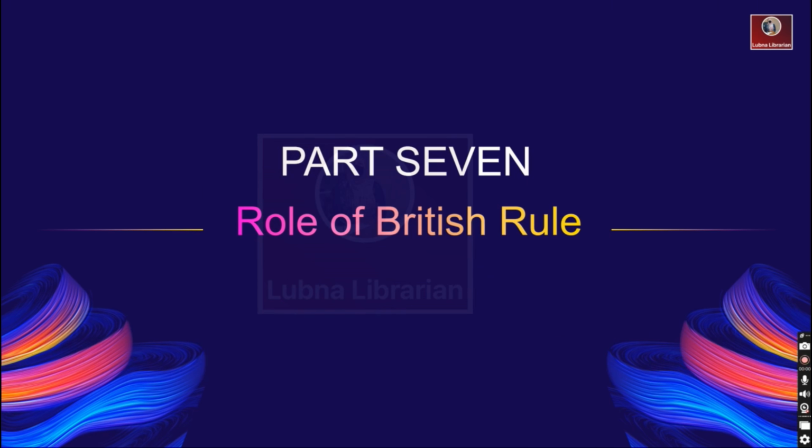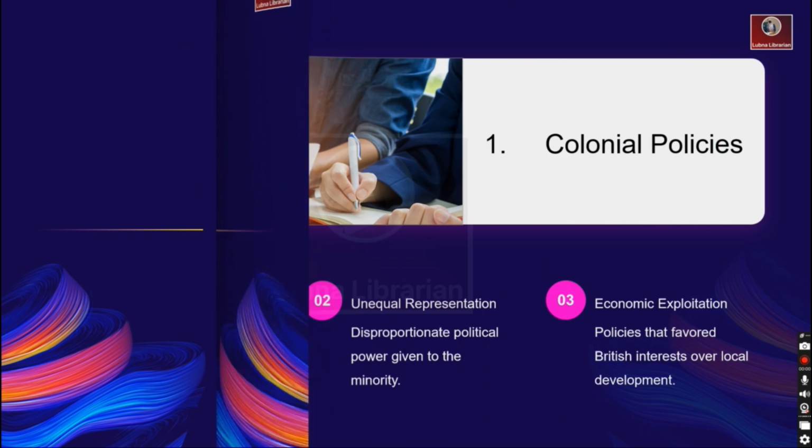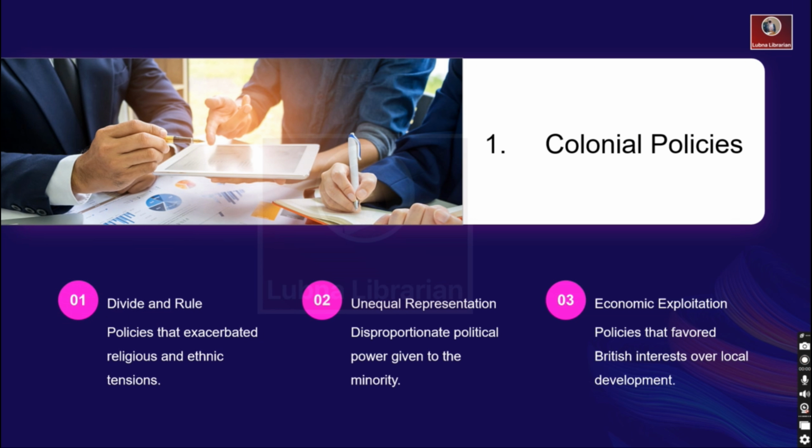Part 7. Role of British rule. 1. Colonial policies. 1. Divide and rule. Policies that exacerbated religious and ethnic tensions. 2. Unequal representation. Disproportionate political power given to the minority. 3. Economic exploitation. Policies that favored British interests over local development.